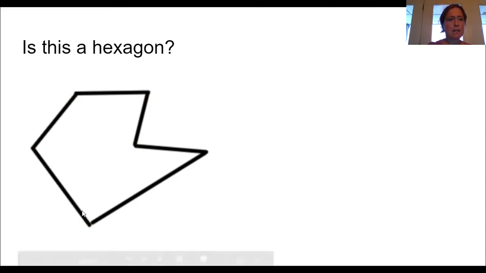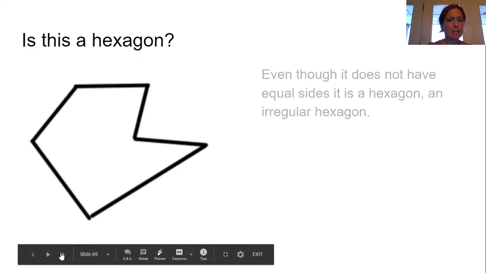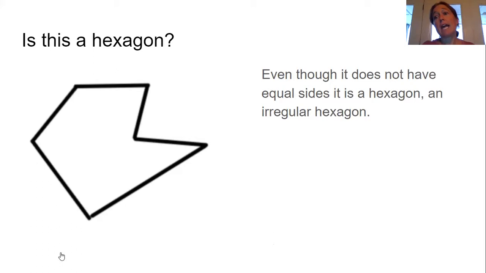Now let me go ahead and, even though it does not have equal sides, it can be a hexagon because it's an irregular hexagon. So Ms. Fogelman was being silly. This is still a hexagon. So even though it is a hexagon without equal sides, it's an irregular hexagon, which means that it is still a hexagon, even though it does not have equal sides.